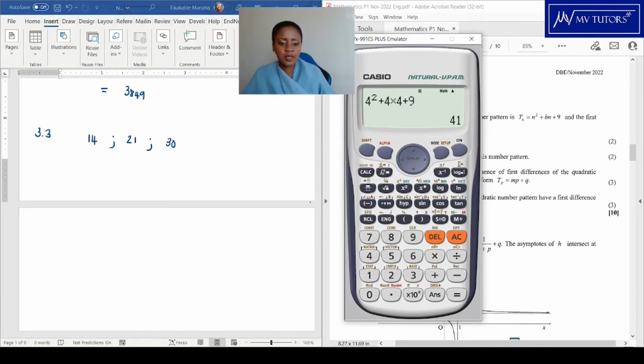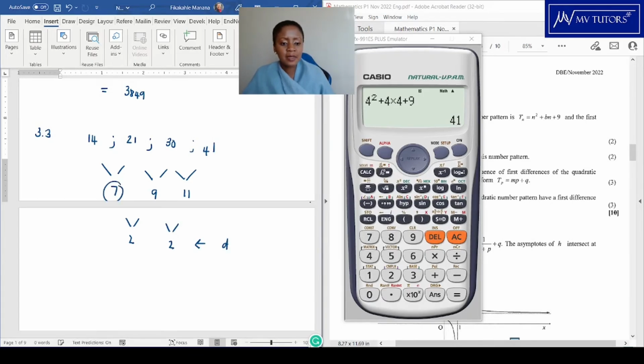And that gives us 41. So let's get the first differences. We know the first one should be 7. So 21 minus 14 is 7. 30 minus 21 is 9. 41 minus 30 is 11. Okay, so there we do have common difference is D.